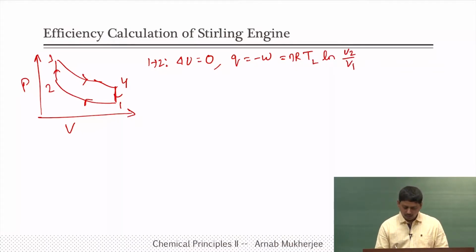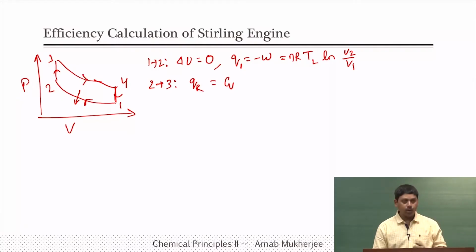In the 2 to 3 step, it is actually an isochoric process. So, in this process, the heat, we call that first one Q1, is the heat that goes out of the system, and this isochoric process is QR, which will be CV, because it is a constant volume process, times TH minus TL.